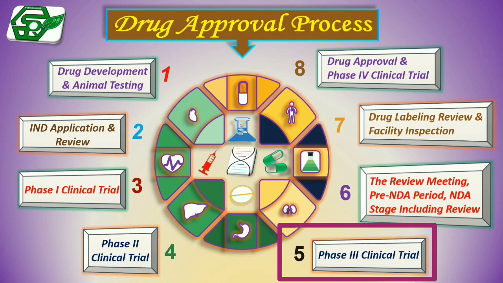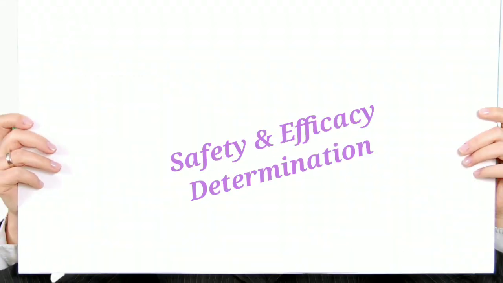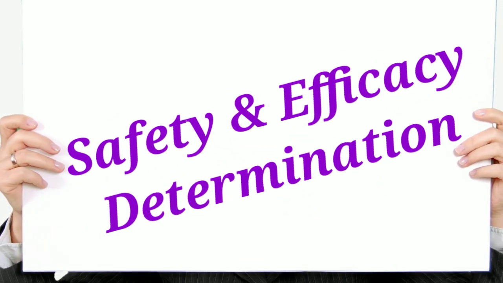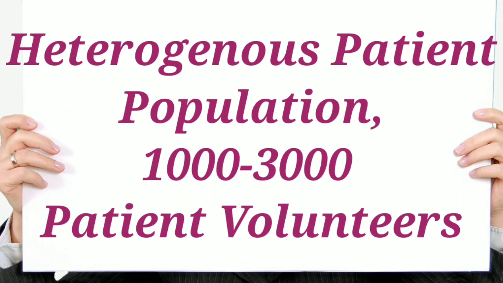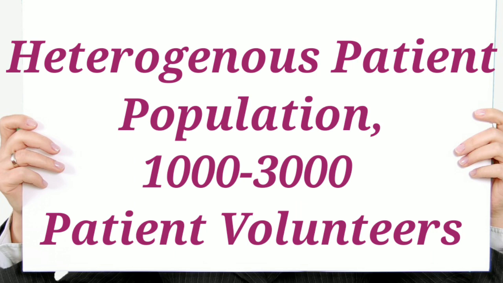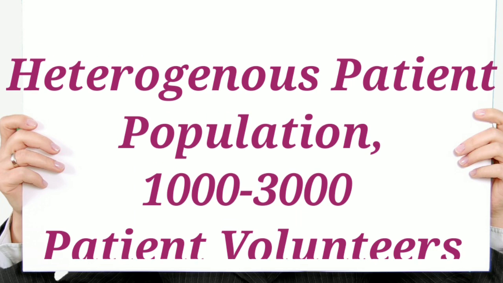Next stage is Phase 3 clinical trial. This trial involves safety and efficacy determination on heterogeneous patient population. Phase 3 trial is performed on 1000 to 3000 patient volunteers.